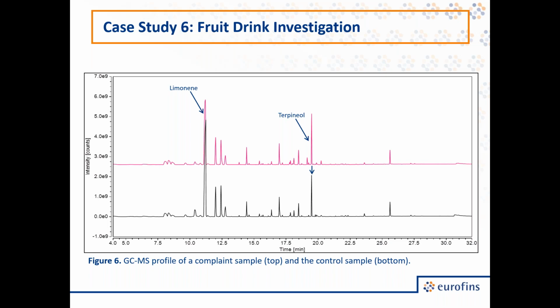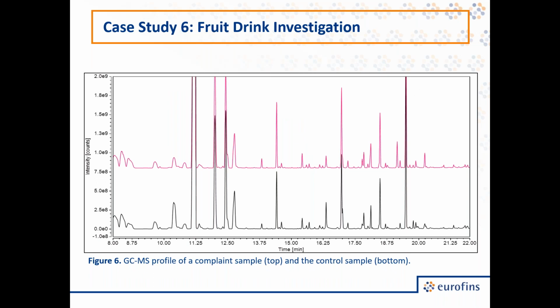So limonene on the left was found in lower levels in our suspect than our control, and terpineol on the right was found in higher levels in our suspect than our control. When we zoomed in closer, since there are many different components of these profiles, we found more differences. So we saw less of myrcene and decanol in our suspect, along with increased levels of hexanol, isoborneol, and carvone.